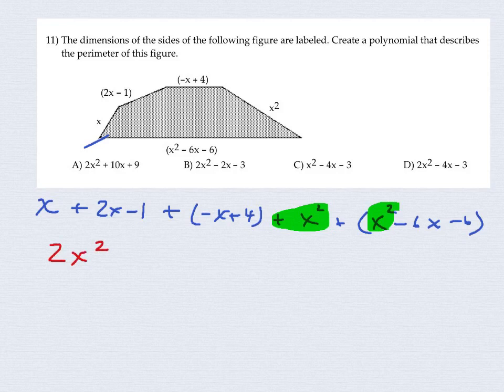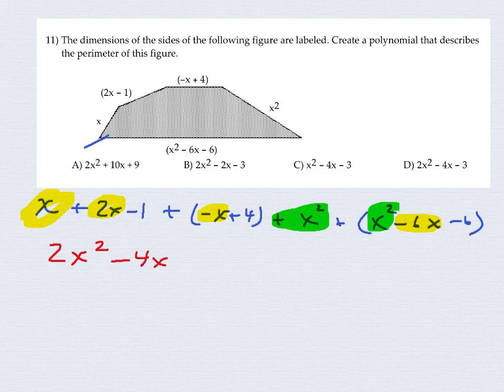Now I'm looking for all of the x terms, so the terms with an x in them. I've got the 1x in the front, this 2x, this minus x, and this minus 6x. So together, what am I going to have? 1 plus 2 is 3. Take away 1 is 2. And 2 take away 6 is going to give me minus 4x.